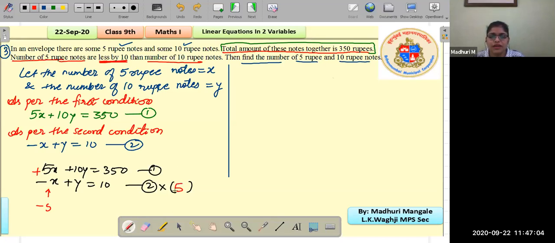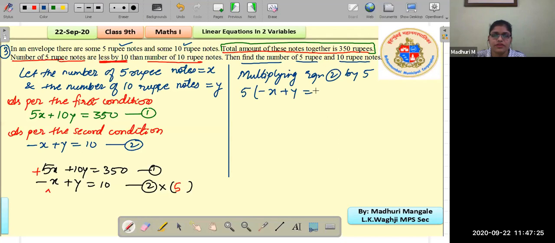So we are going to multiply equation 2 by 5. Let me write out the statement. We are multiplying equation 2 by 5. On multiplying 5 to equation 2, what does that give? We need to multiply 5 to each and every term. So that will be minus 5x plus 5 times y will be 5y, equals 5 times 10 will be 50. That gives us equation 3.